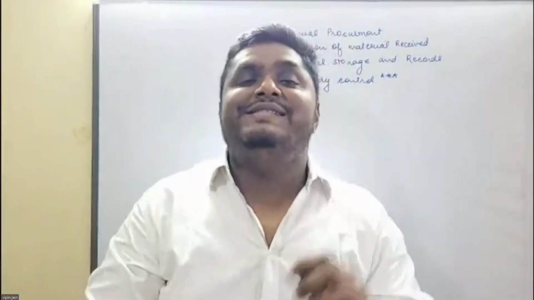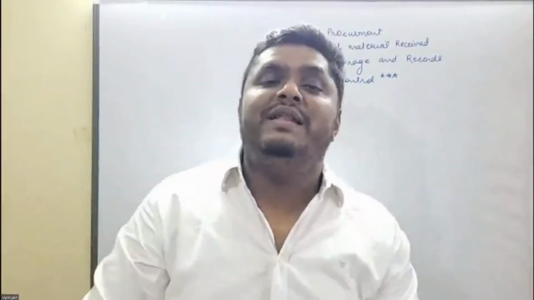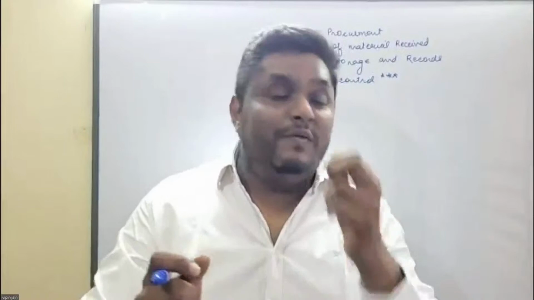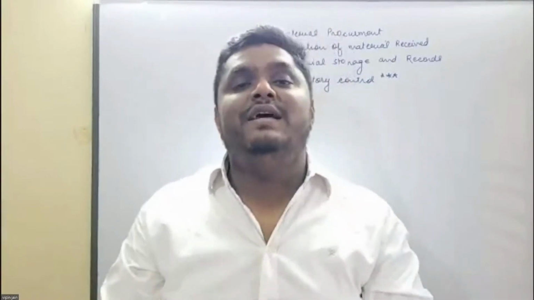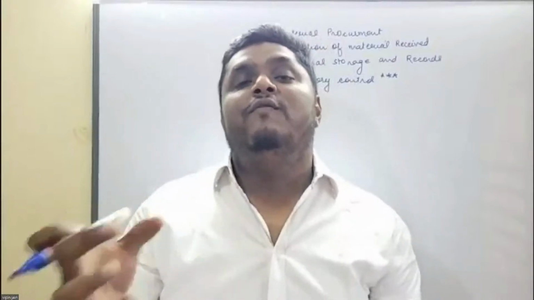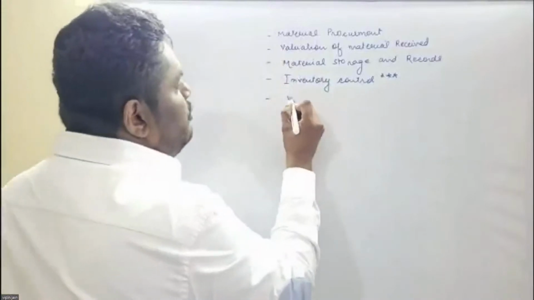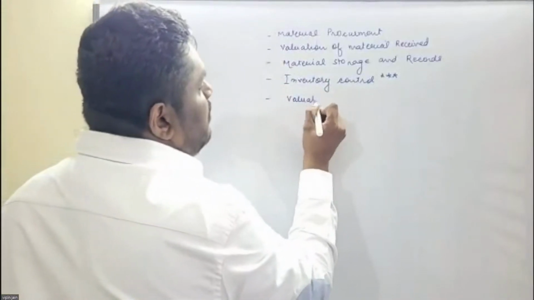Thereafter, these materials are kept in stores, and the stores issue these materials to the production department. So we have to prepare a ledger for material. We have to prepare a ledger for issuance of material. So we'll be discussing the next part, that is valuation of material issues.